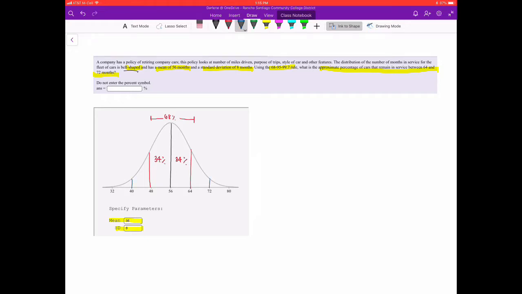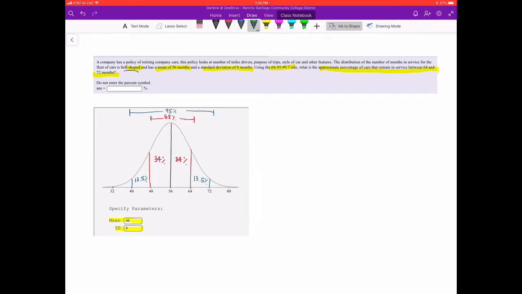And the 95% of the cars driven are 40 to 72 months, meaning that this little piece here in between 40 and 48 would be 13.5% and 13.5%.